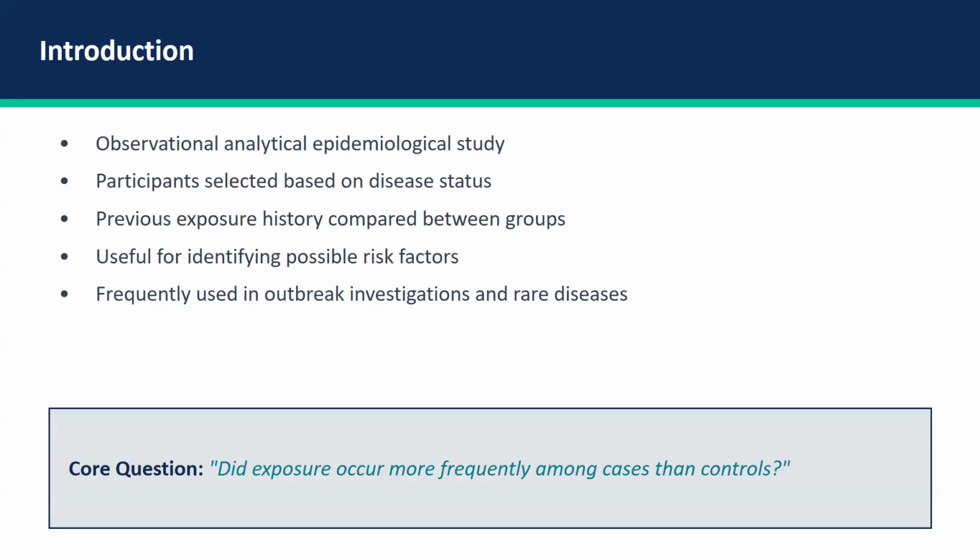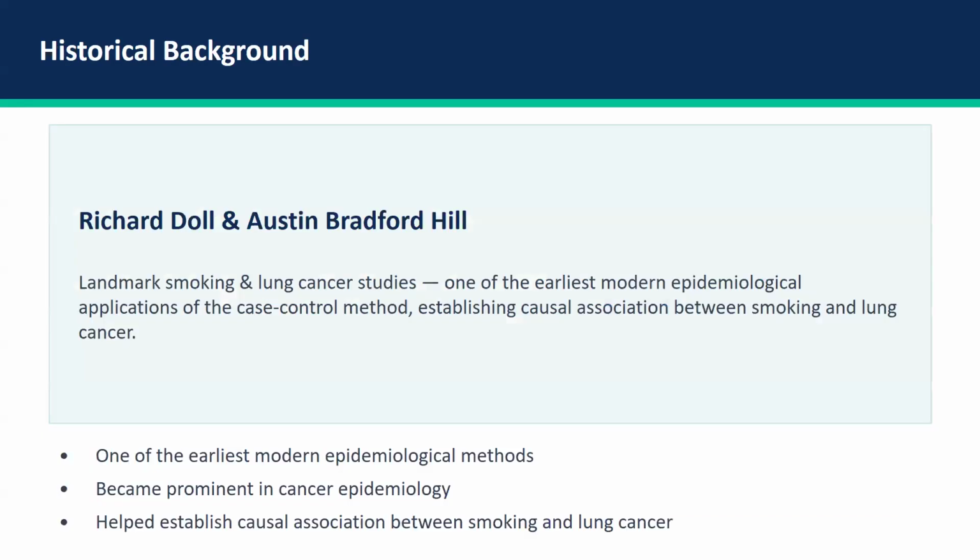So this is an observational and analytical epidemiological study design, where participants are selected based on the disease status. The previous exposure history is compared between groups, and this study design is useful for identifying the possible risk factors, and this is frequently used in outbreak investigations and for rare diseases. And the question we start with is, did exposure occur more frequently among cases than controls?